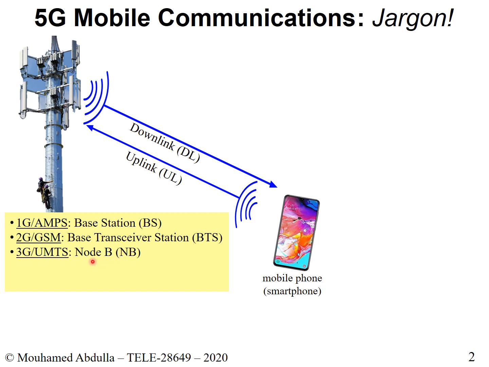And for 3G, the name changed to NodeB. So anytime you hear the word NodeB, it means a cell tower operating with 3G. With 4G, it became known as eNodeB. This is a very important terminology to know. You will hear the word eNodeB a lot, and basically it means your cell tower operating with 4G LTE advanced, or LTE capability.